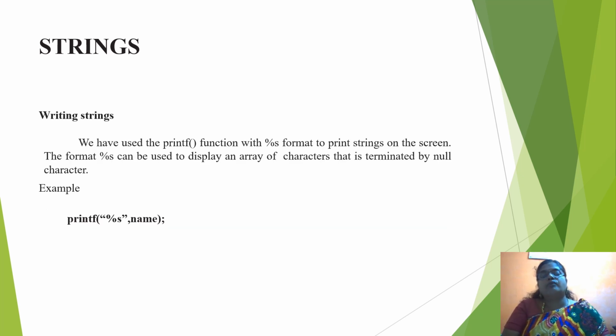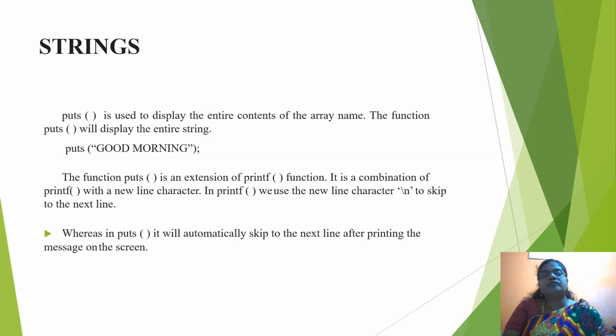Writing strings. We have used the printf function with %s format to print strings on the screen. The format %s can be used to display an array of characters that is terminated by the null character. printf("%s", name). So puts is used to display the entire contents of the array name. The function puts will display the entire string, for example puts("good morning"). The function puts is an extension of the printf statement, a combination of printf with the newline character. With printf, we use the newline character \n to skip to the next line, whereas puts automatically skips to the next line after printing the message on the screen.